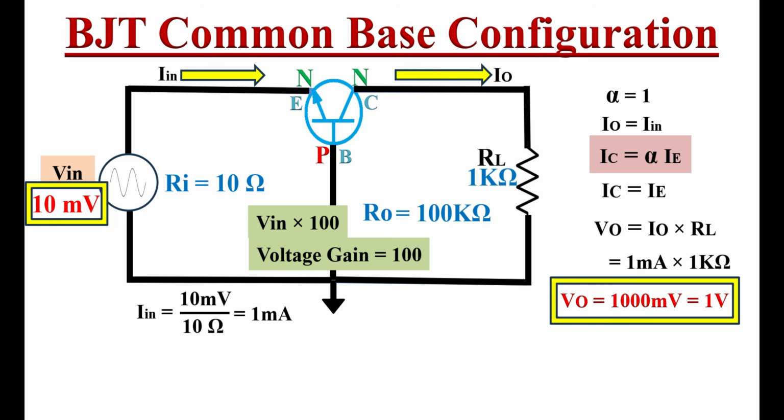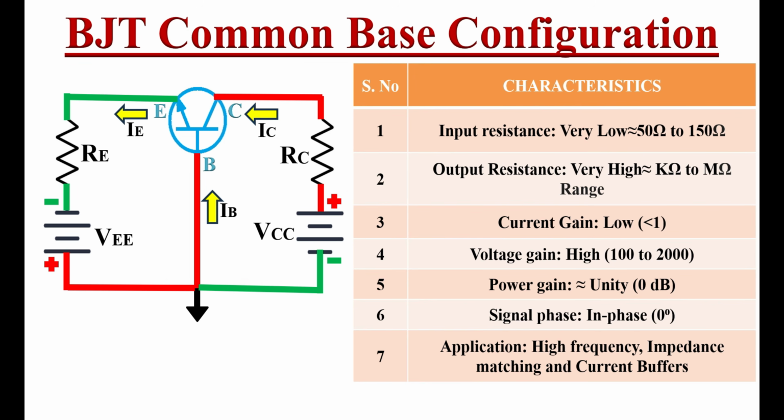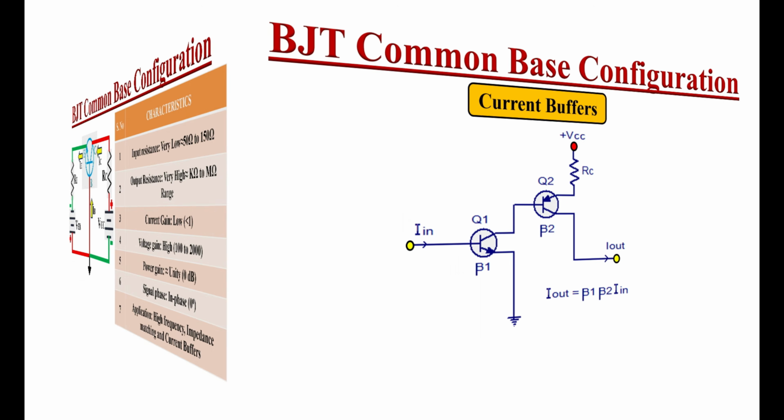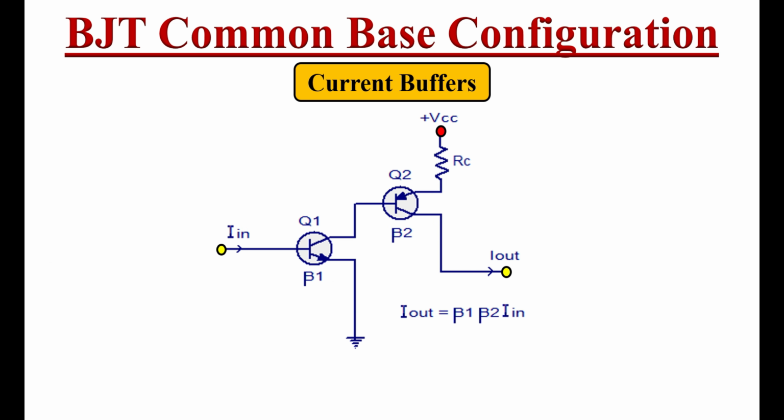Here if you observe the current gain, that is the ratio of the collector current to the emitter current, it is less than 1. That means in a common base configuration, although the current gain is less than 1, it provides very high voltage gain. Typically it is in the range of 100 to 2000. Here in this table, I have summarized the characteristics of common base configuration. Please go through them. Now let's see some applications of common base configuration.